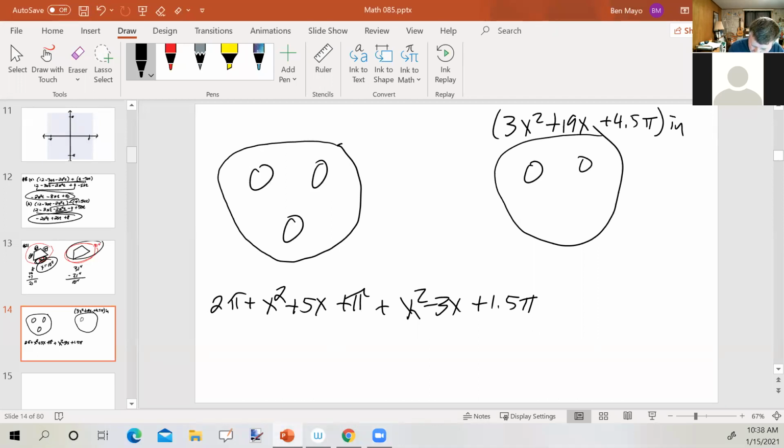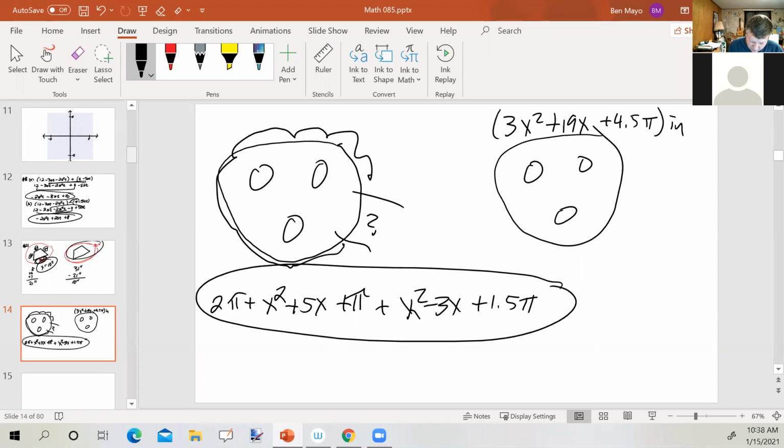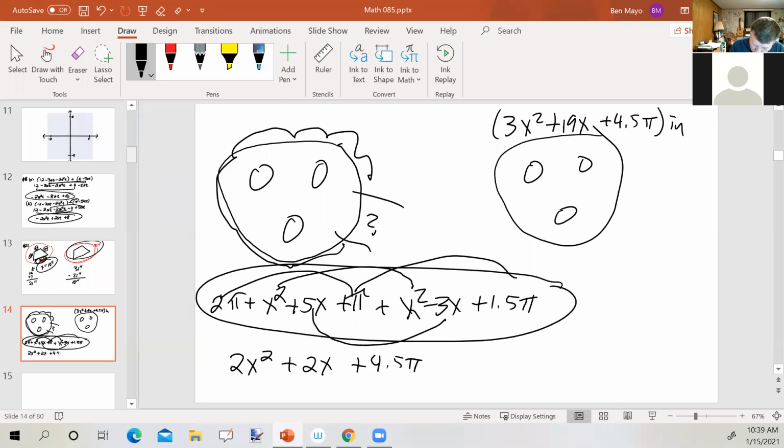It looks like the head of my Norelco razor. So there's this unknown piece here. I've got the 2 pi plus the x squared plus 5x plus all of that. So what does all of that add up to? Well, I've got an x squared and an x squared. That's 2x squared. A 5x minus 3x, that's 2x. 2 pi plus pi is 3 pi plus 1.5 pi is 4.5 pi.